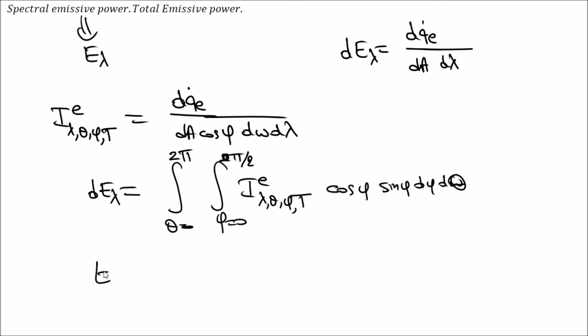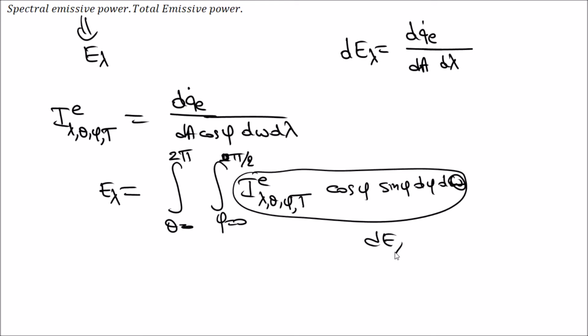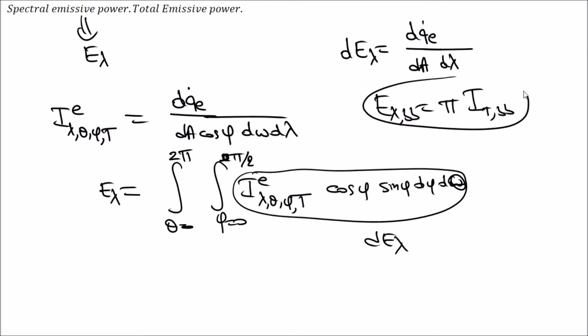Sorry, that is E lambda. This one is the E lambda because I have integrated it. But this quantity over here is dE lambda. That is the definition of the spectral emissive power. The spectral emissive power of the black body is pi times I of the black body, which is a function of the temperature.